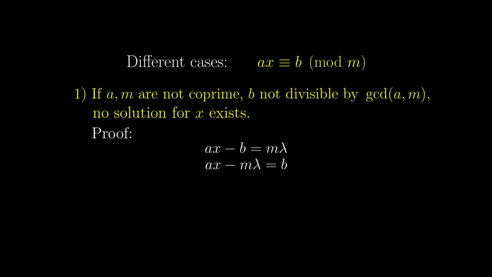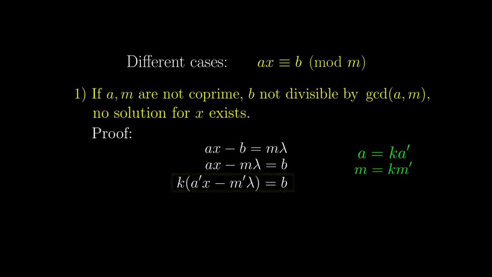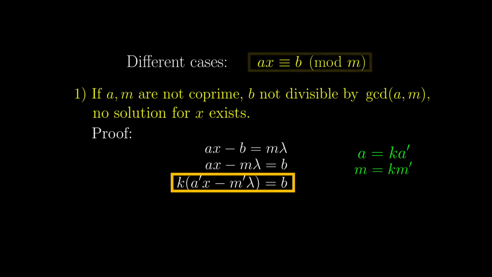Rearranging, we have ax minus mλ equals b. If a and m are not coprime, then let's say their GCD is k. Then b has to be k times something. If b is not divisible by k, there is no solution to this, and thus the original equation as well.